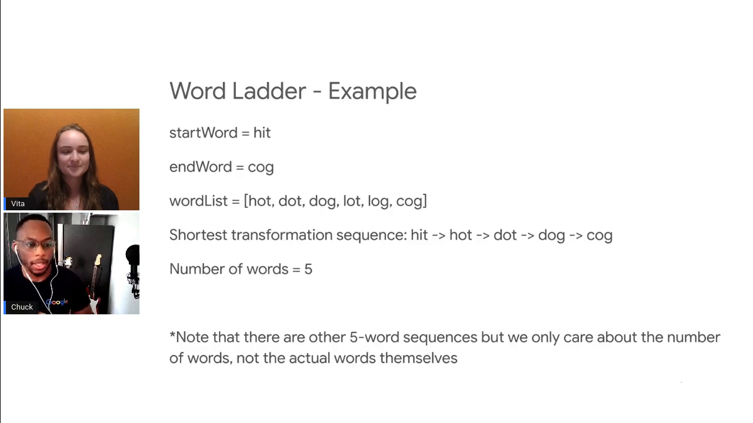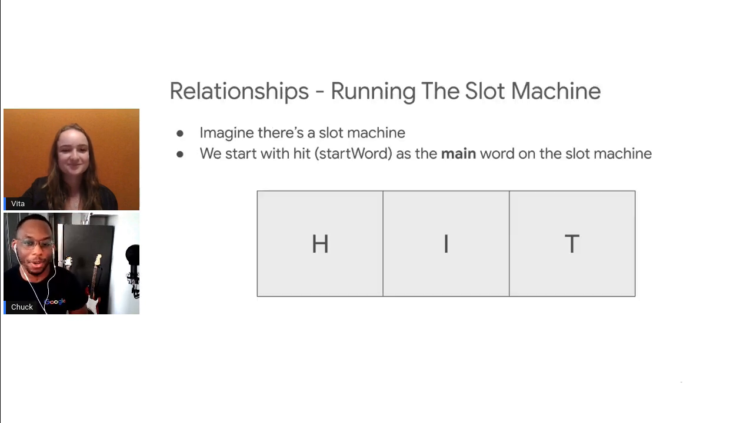All right, let's go through an example. Start word is hit, end word is cog. Okay, so here's our word list. And you can test this for yourself, but the shortest transformation sequence would be from hit to hot to dot to dog to cog. So the number is five words. There are actually other five-word sequences you could have picked. This is not the only one out there, but this example is also going to show us that we don't really care about the words themselves, but we'll get to that.